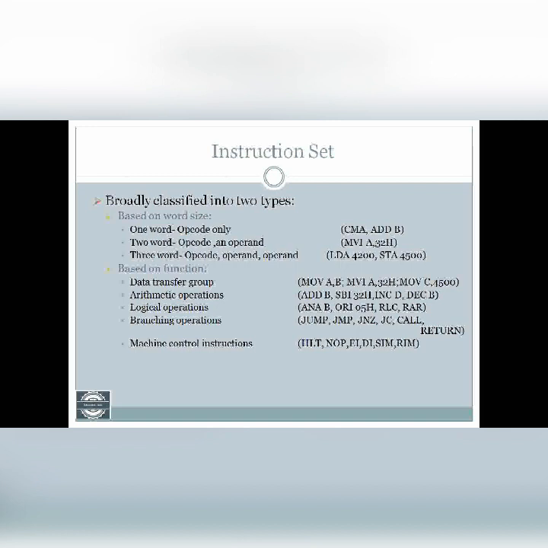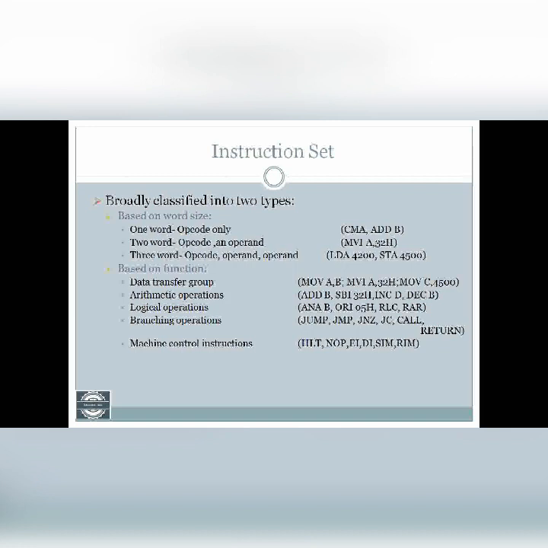Now all the instruction sets I already told. For the programming purpose, what you need, that we will discuss right now. Here broadly the instruction sets can be categorized into three: one word of code, only one word of code, two word of code, three word of code. Two word opcode, obviously opcode and operand should be there, and three word opcode, operand and operand, that will be.